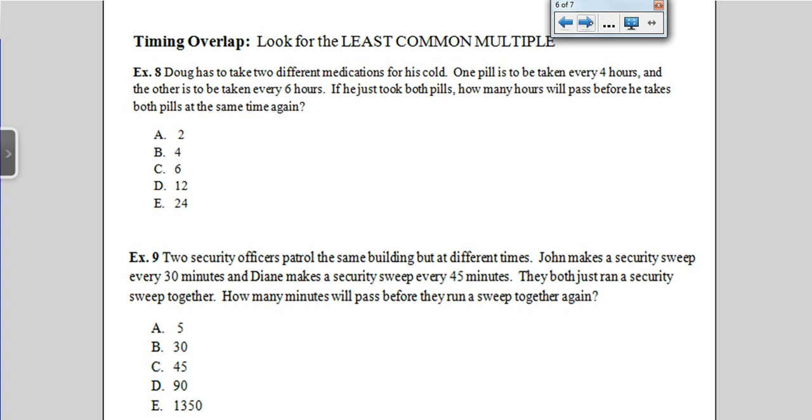Okay, timing overlap problems. We have to look for what's called the least common multiple. So Doug has 2 different medications for his cold. One pill must be taken every 4 hours, and the other pill must be taken every 6 hours. He just took them together, and how many hours will pass before he takes them again? So what I need you guys to do is find the least common multiple of our 2 numbers, 4 and 6.